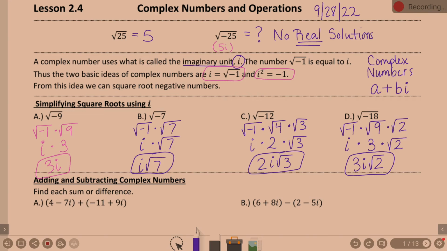But complex numbers that are in the form a plus bi, realize a is the real part and b is the imaginary part. So complex numbers that we're talking about are often in the form a plus bi. When you're asked in homework to write something in the form of a complex number, they're asking you for a plus bi. a represents the real part, bi represents the imaginary part.